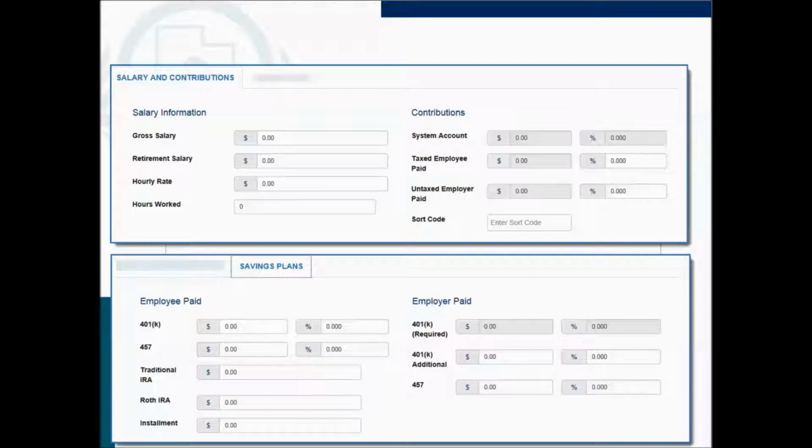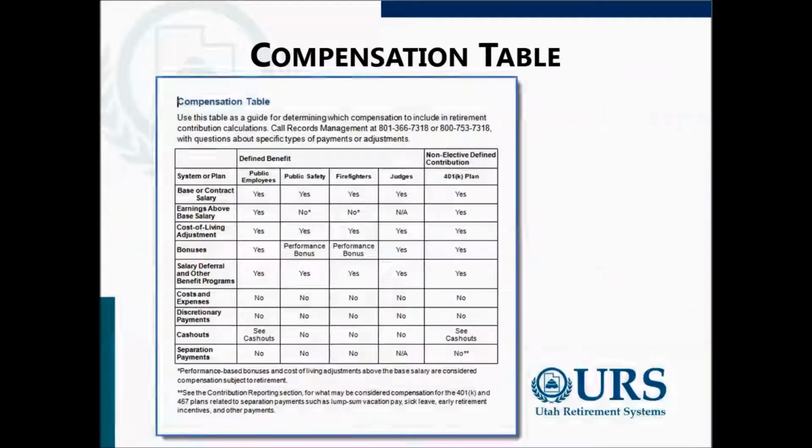Down at the bottom, you'll see all of the savings plan information. Off to the right there, you see the contribution calculations. This is a compensation table. This is going to tell you when you are reporting your retirement eligible salary. This is the chart that's going to help you determine what is eligible for retirement contributions and what is not. You'll notice going across the top, you've got the retirement systems up there. Down to the side, it'll give you some information on what's reportable and what's not.